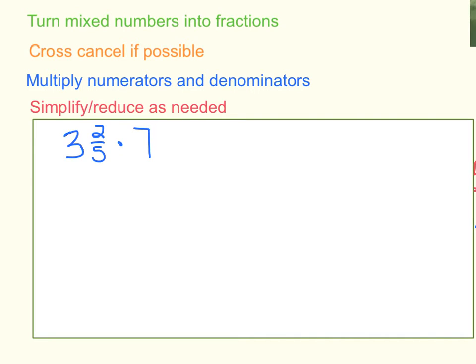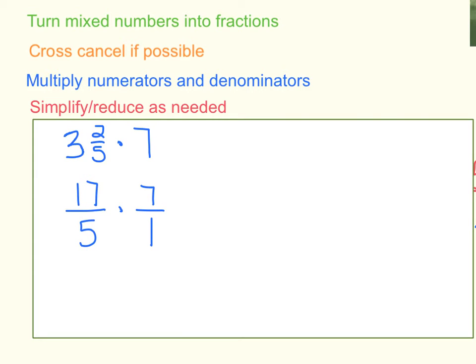In this example, we have a mixed number times a whole number. Let's try the steps again. Let's turn any mixed numbers into fractions. So 3 2/5 is going to become 17/5. 3 times 5 is 15, plus 2 is 17. And 7, that becomes 7/1.